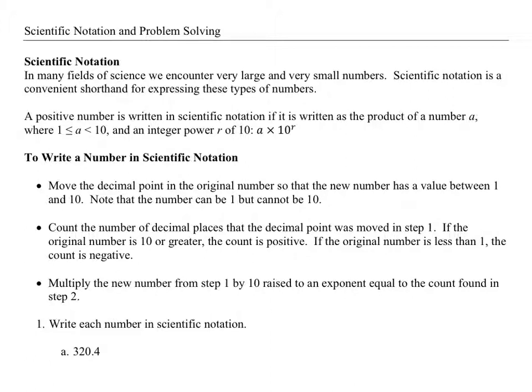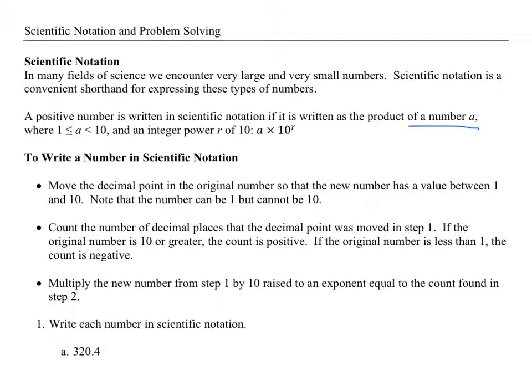So what is it? The definition is: a positive number is written in scientific notation if it is written as the product of a number A, and A has to be greater than or equal to 1, but less than 10, so it can't be 10, and an integer power R. So it could be -3, -7, but it can't be like 1.5.